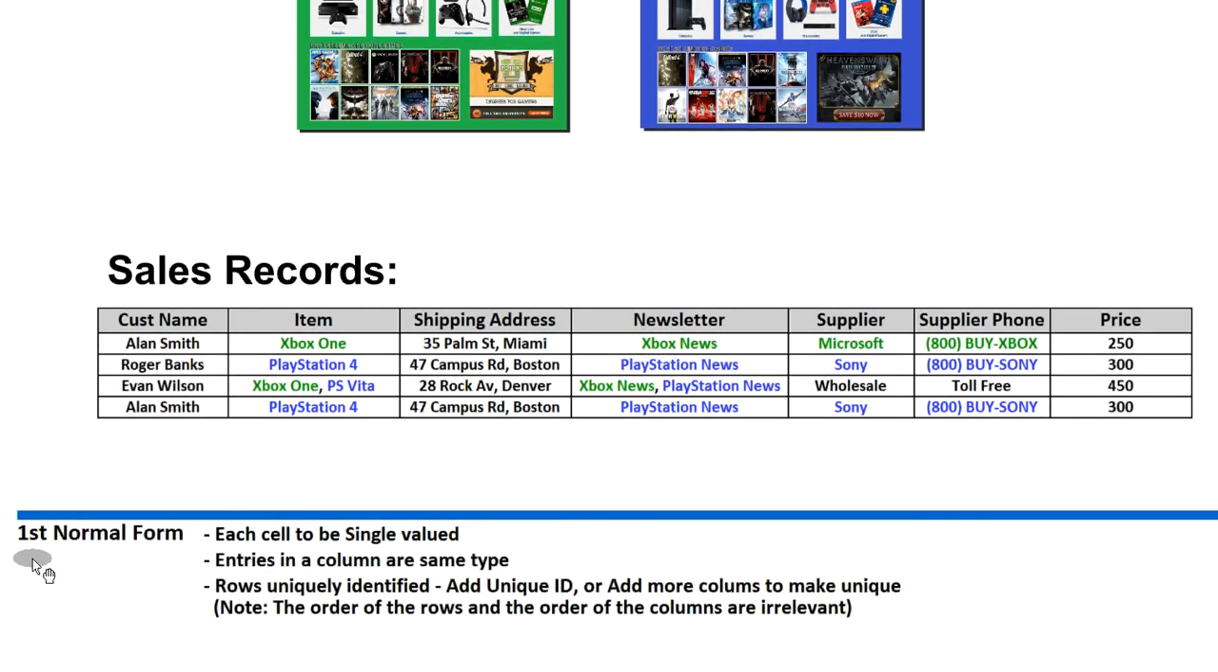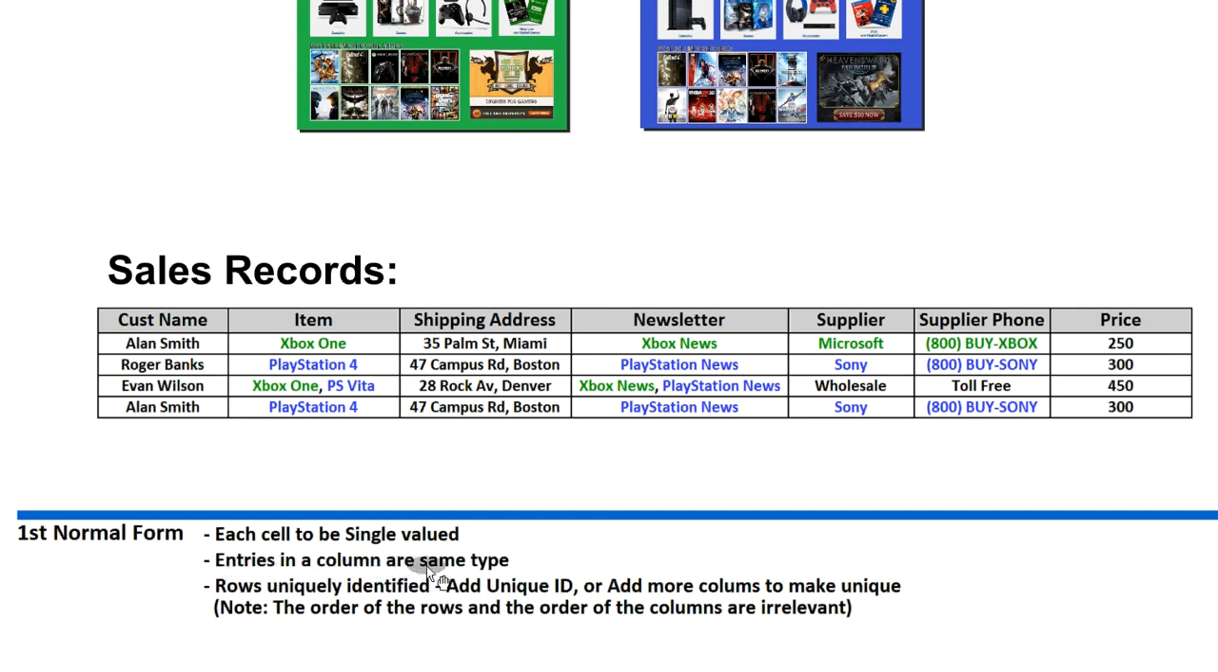So first normal form, the criteria are each cell to be single valued. So Xbox One and PlayStation Vita occur in the same cell, and so are these. So we have to eliminate that.